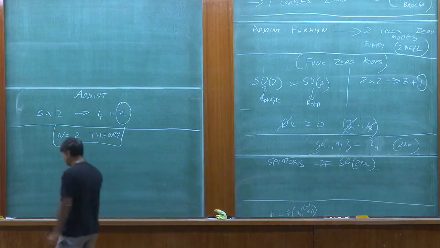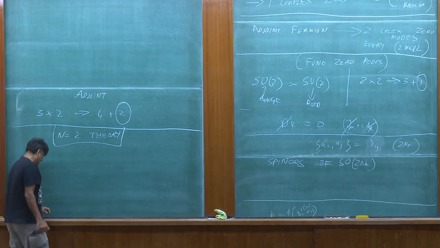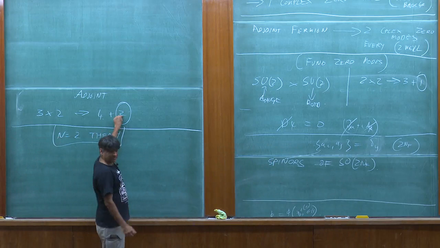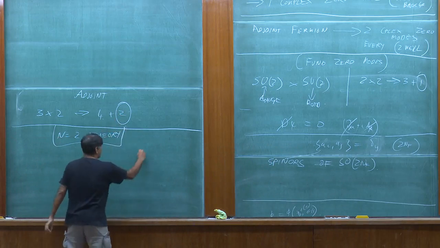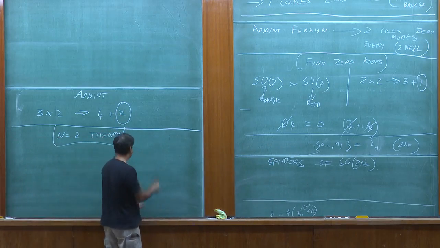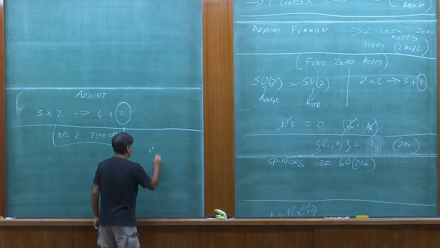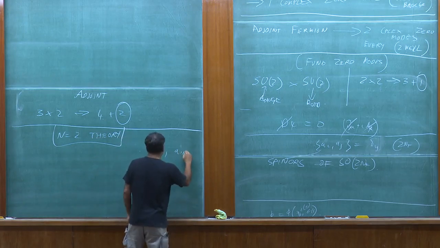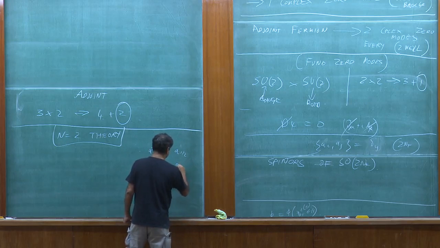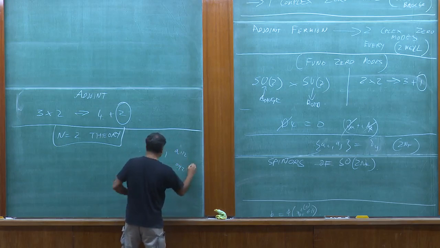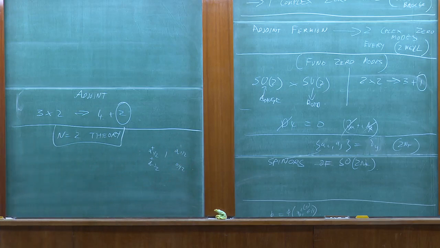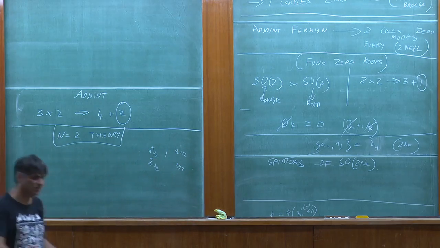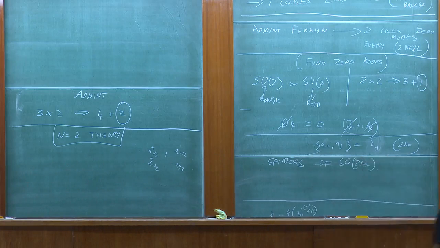So, we could start with, they transform into two here. So, we can think of them as creation operator in spin half, creation operator in spin minus half, and then annihilation operator in spin half, and annihilation operator in spin minus half. These are the four real fermionic zero modes, when we keep track of the fact that one complex is two real.